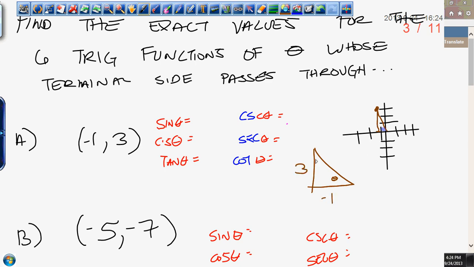We went negative 1 to the left. We went up 3. So if I want to find this last side, using the Pythagorean theorem, I'm going to square 3 and square negative 1, and that gives me 10. So my hypotenuse is square root of 10. And then from here, we're just doing our different trig functions.